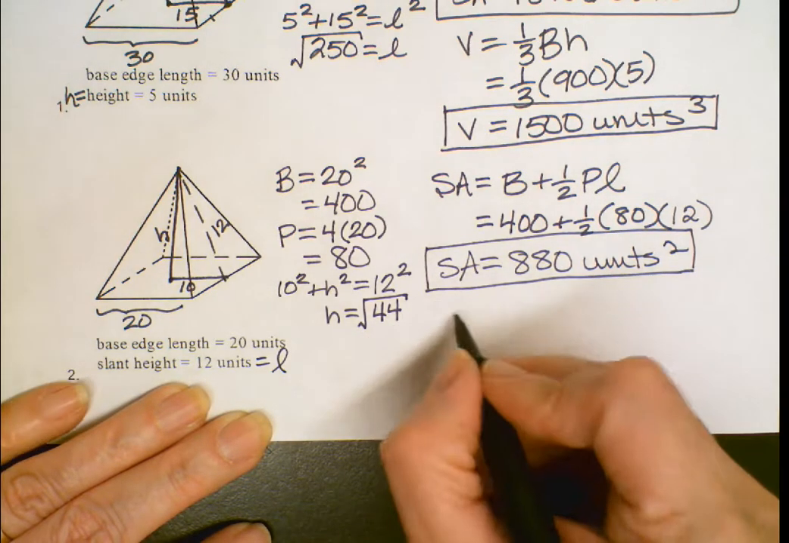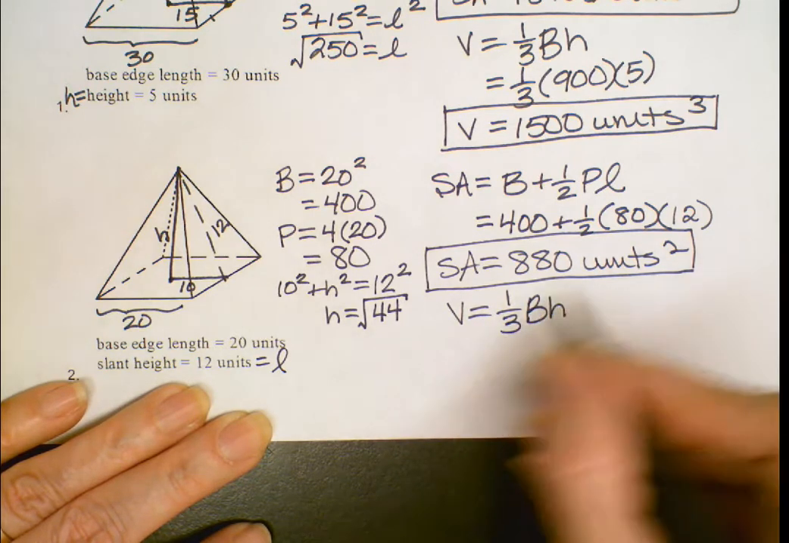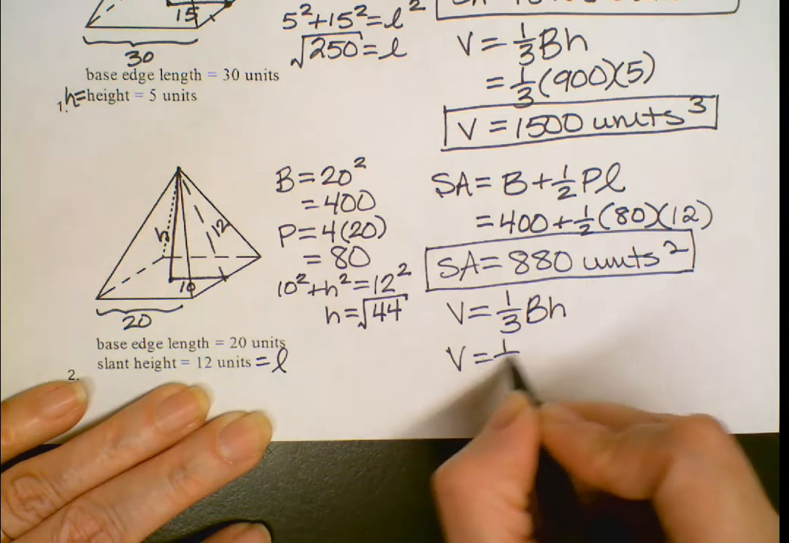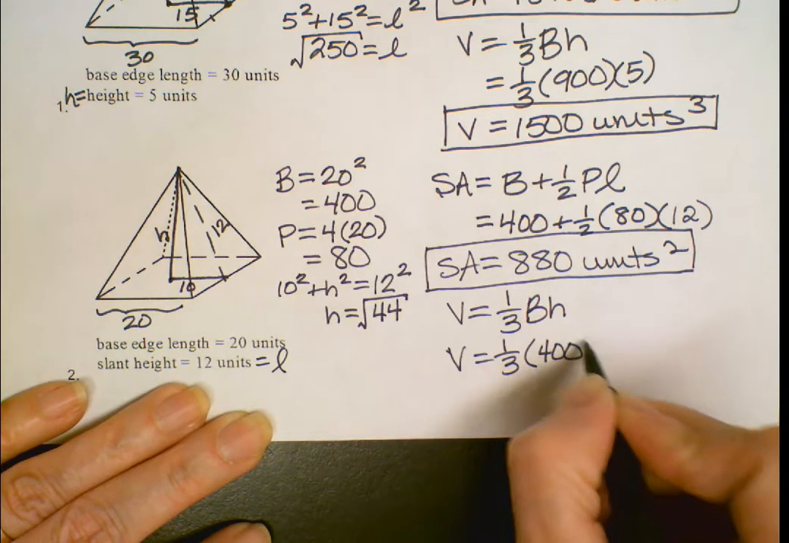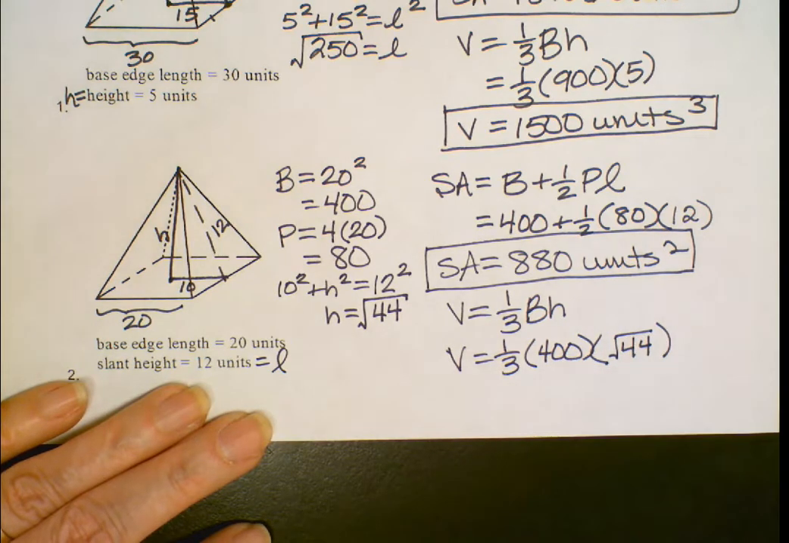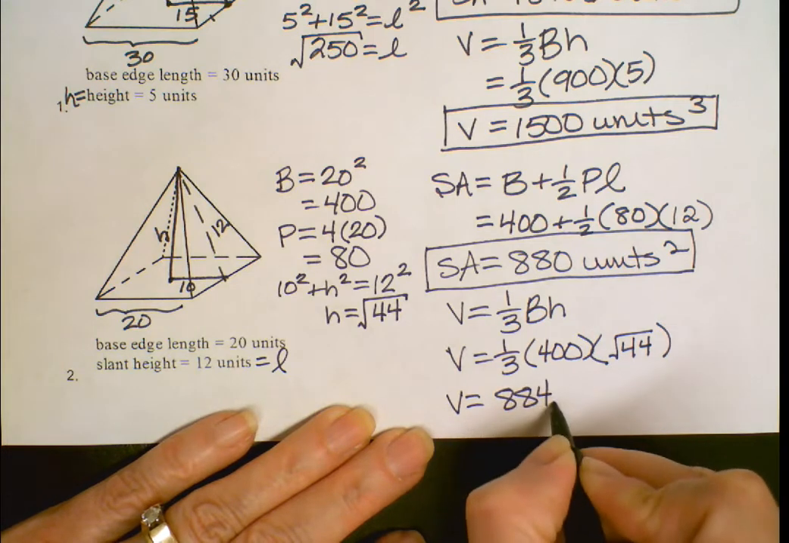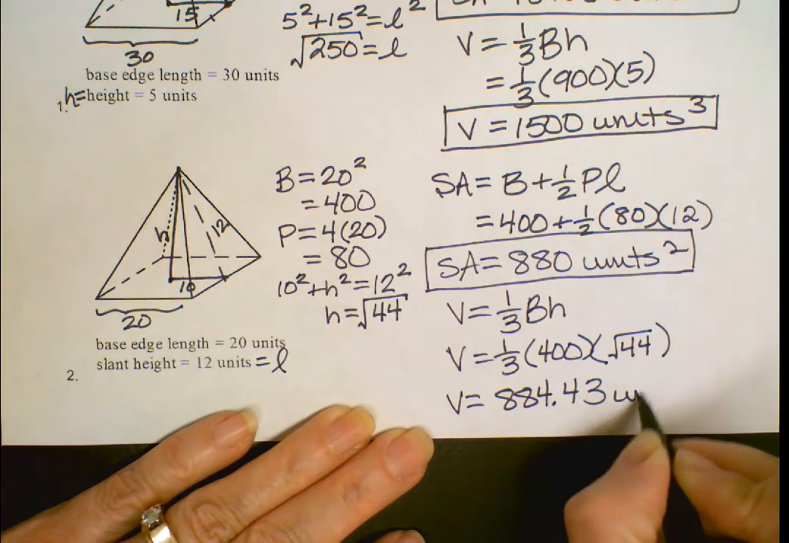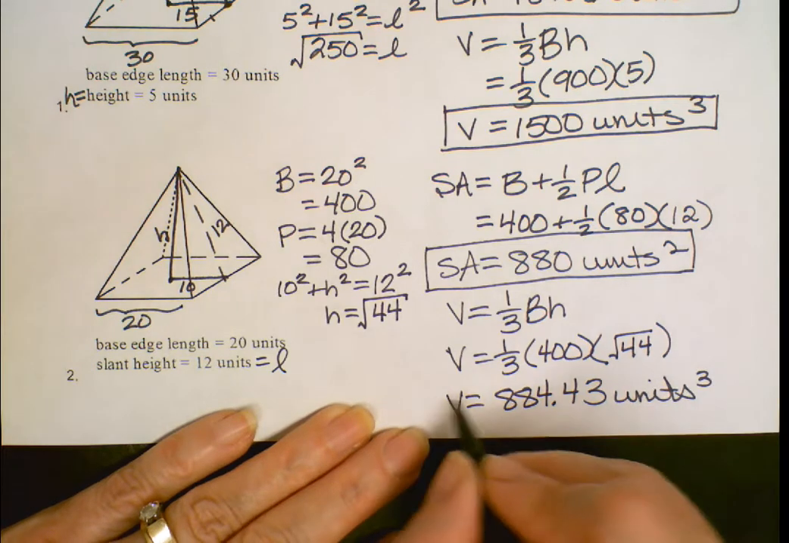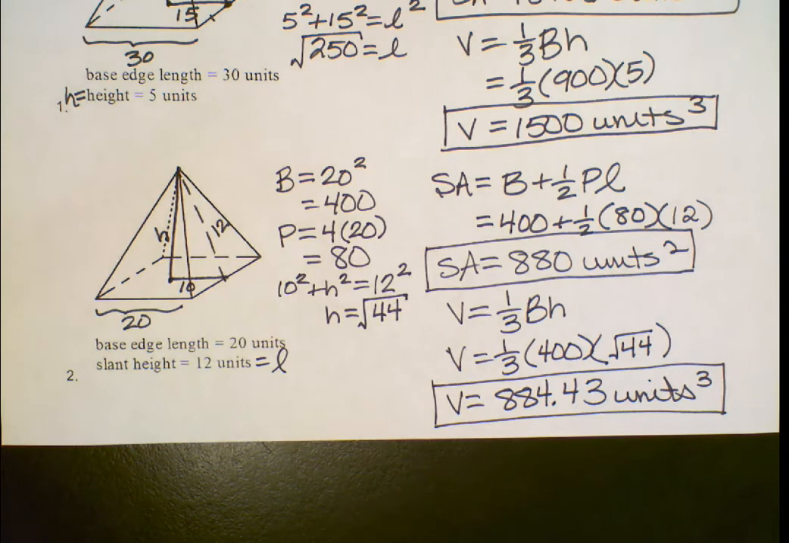Okay, now let's deal with that volume. Volume is 1/3 times the area of the base times the height. 1/3 times 400 times the square root of 44. We get a volume of 884.43 units cubed. And that's how you find the surface area and volume of a square pyramid.